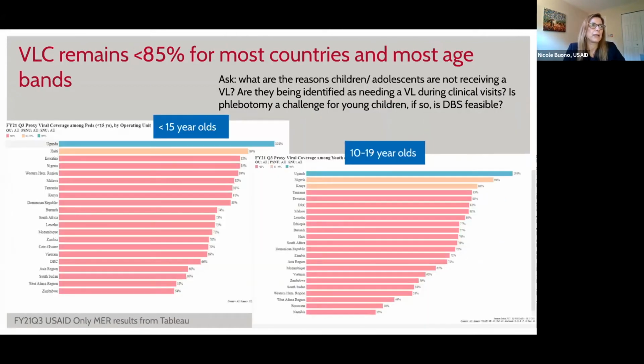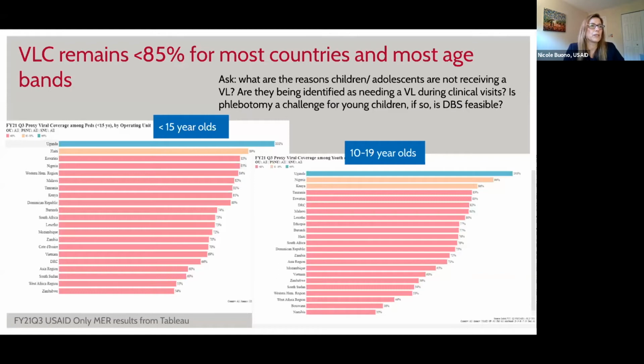Viral load coverage remains less than 85% for most countries and for both children and adolescents. So, what are the reasons for this in your country? Is it that children are not being identified as needing a viral load during their clinical visits? Is phlebotomy a challenge? And is DBS a solution? Or are there broader issues like commodities, sample transportation, or laboratory issues?